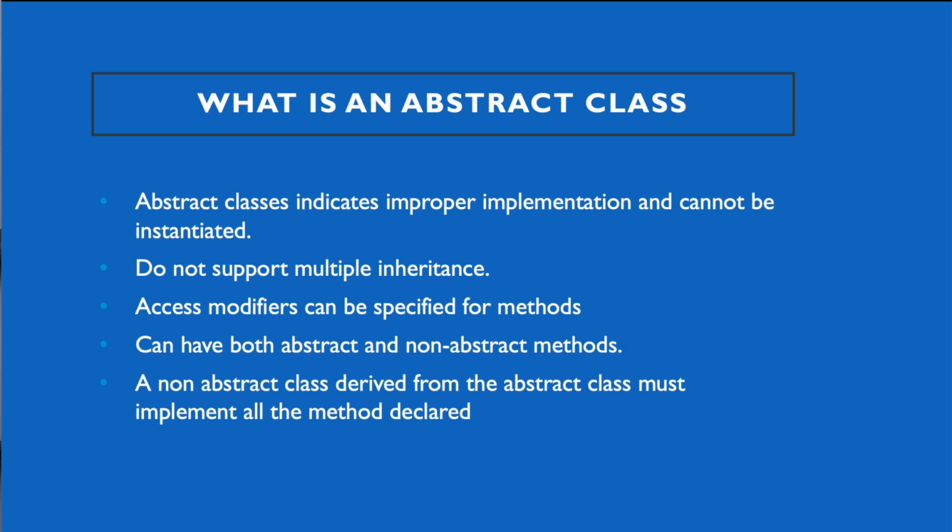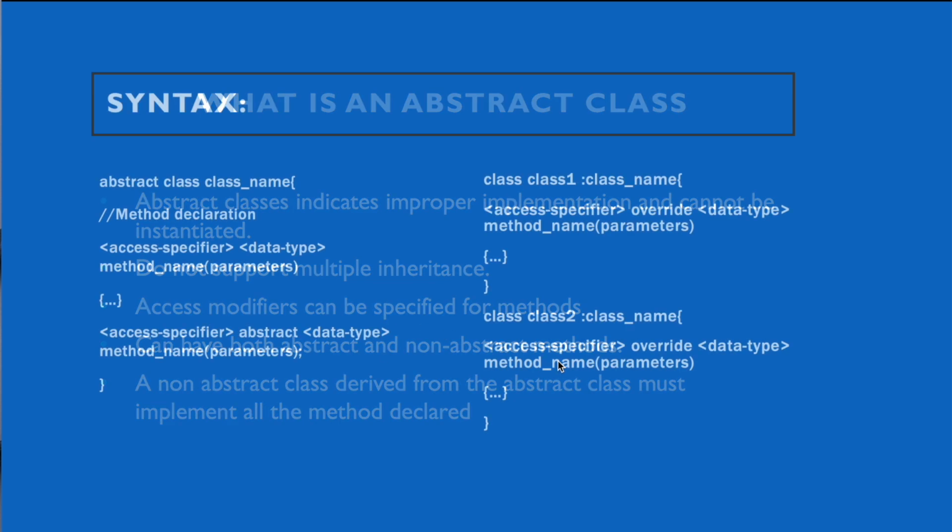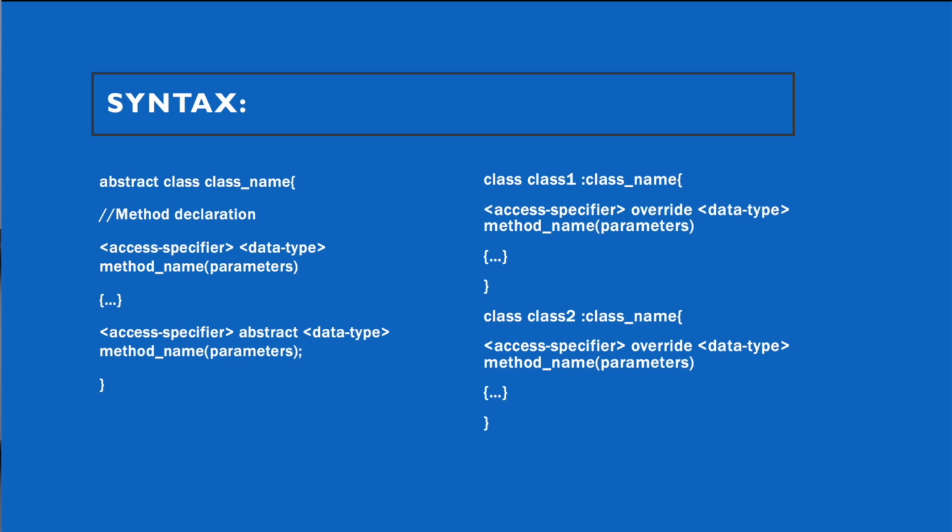Now, let us look into a simple syntax about how to write an abstract class. So here we have the abstract keyword, then the class name. Following that, we can have normal method declarations as well as abstract method declarations. As usual, you will mention the access specifier, then the data type, then the method name, followed by the parameter and the body of the method. For an abstract method, we have to use the keyword abstract, and it includes only the declaration.